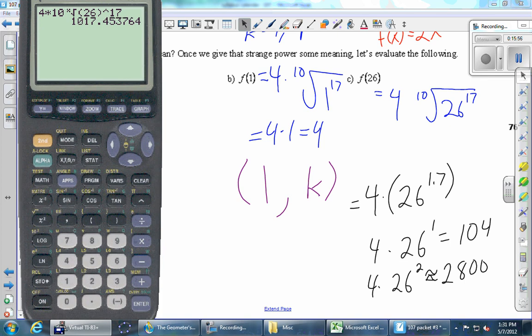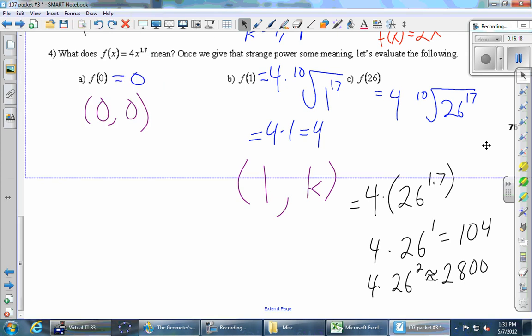Okay, much easier than that is to type in what? 4 times 26 to the 1.7. You don't need to tell the calculator what 1.7 means. We needed to talk about what it meant, but the calculator can handle it, and that's the way to type it in. Okay? All right, so when we're ready, we'll move on to the next page. So we've got about 2017 for this guy.